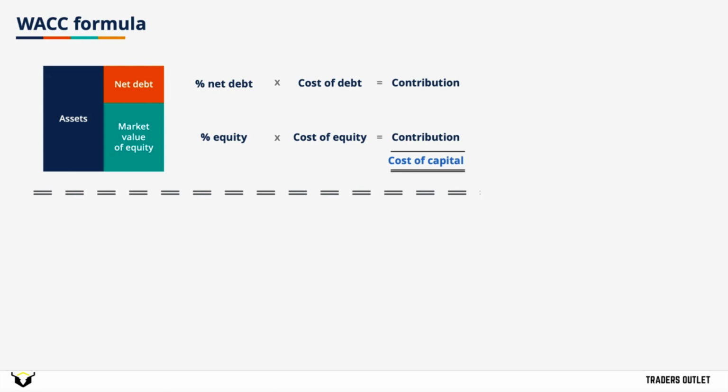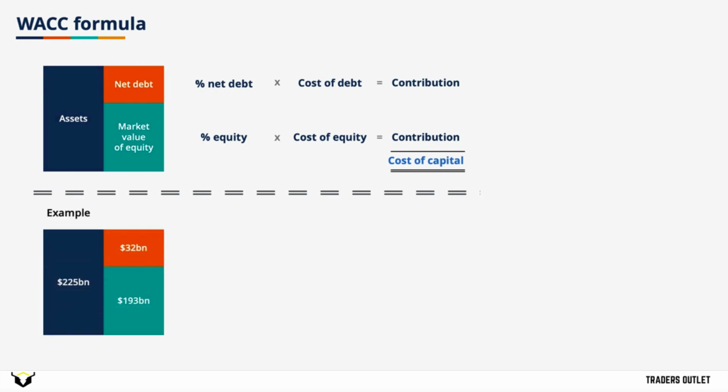We've got the formula written above, and now let's look at some specific numbers. Here's a company with $225 billion of assets, funded by $32 billion of debt and $193 billion of equity. That translates to 14% debt and 86% equity in terms of the total capital. The cost of debt is 3.5%. The cost of equity, or required return for shareholders, is 9%.